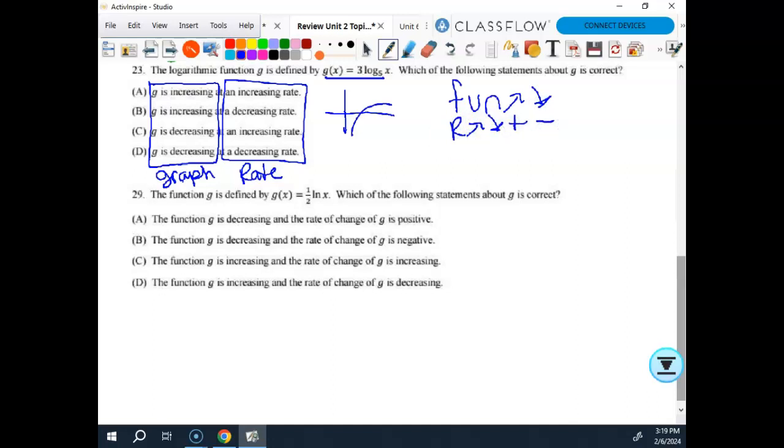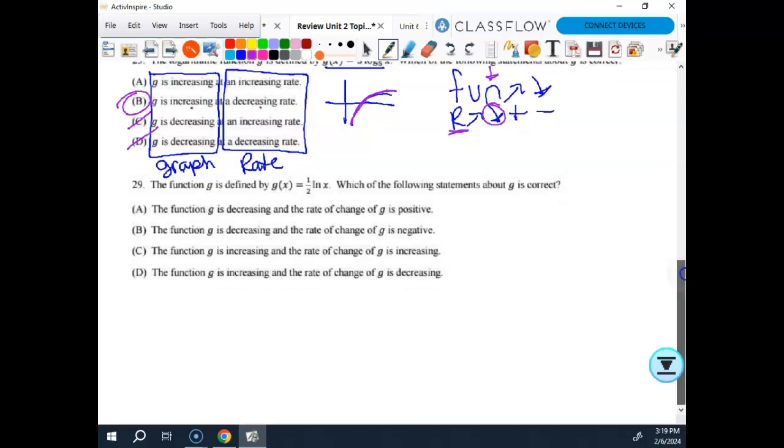Okay. And so the graph itself is increasing, so I can eliminate C and D. And then the graph is concave down, therefore the rate is decreasing. So this is increasing at a decreasing rate. Okay.